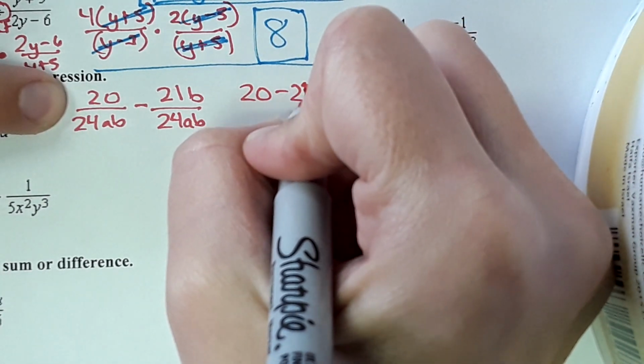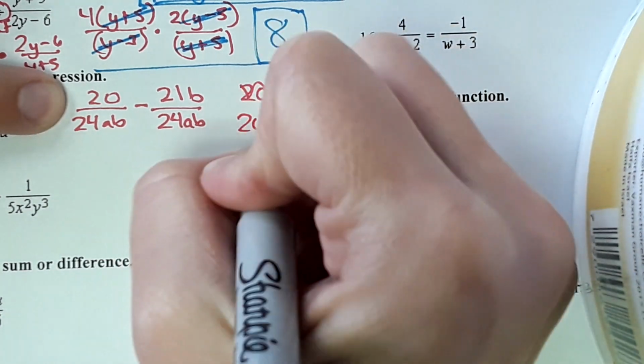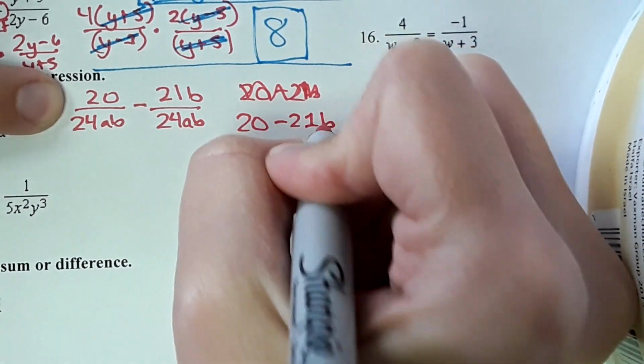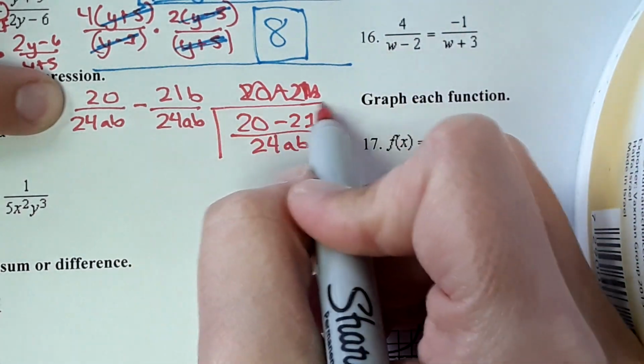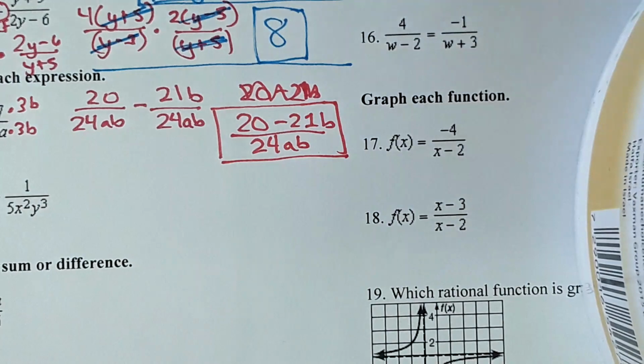Whoa, that's hard to read. Okay, I'm going to rewrite that. 20 minus 21b over 24ab. And this is the answer you would be looking for in the answer choices. If you can't simplify it anymore, you just leave it.